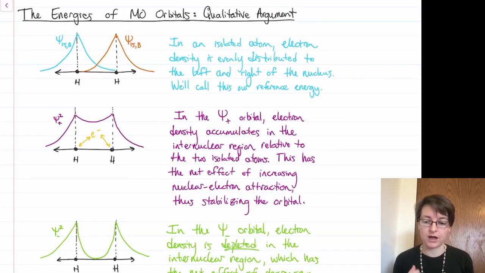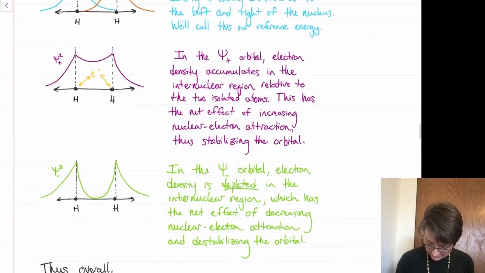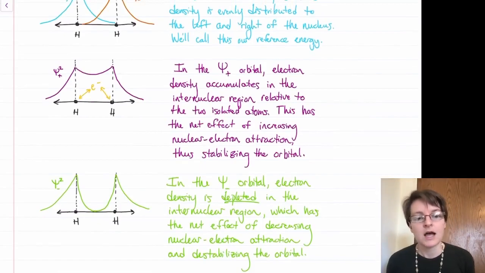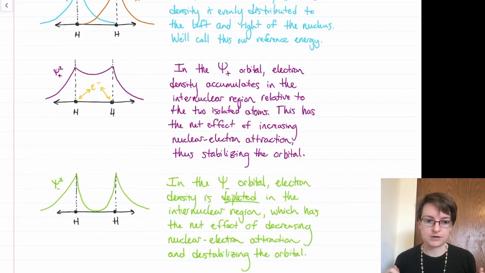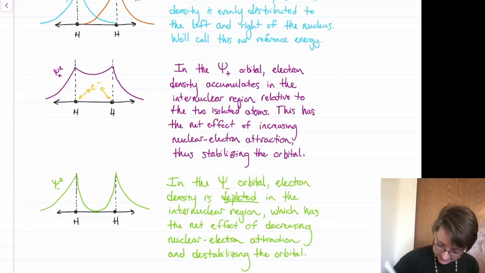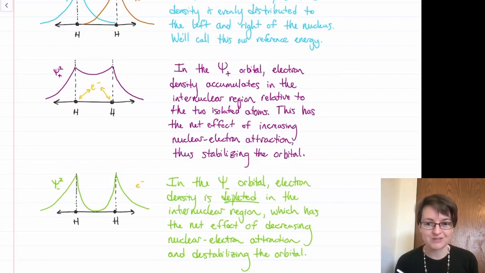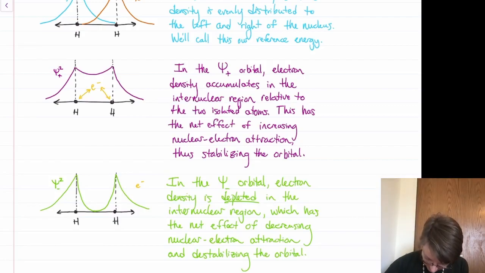So our bonding orbital, I argue, is going to be lower in energy than the isolated atom because an electron, on average, gets to be attracted to not one, but two nuclei. Conversely, in the psi minus orbital, electron density is depleted in the internuclear region. That means that my electron is more likely to be found outside on the periphery. And compared to the isolated atom, well, we still have a nuclear electron attraction. That's good.